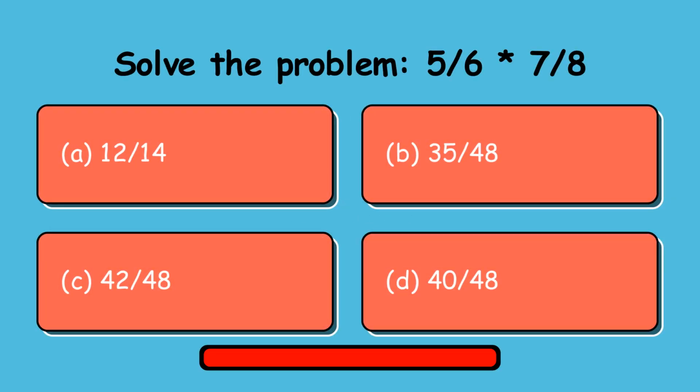What is the product of 5 divided by 6 and 7 divided by 8? Your options are A, 12 divided by 14, B, 35 divided by 48, C, 42 divided by 48, D, 40 divided by 48. You have 10 seconds to solve the problem, or pause if you need more time.